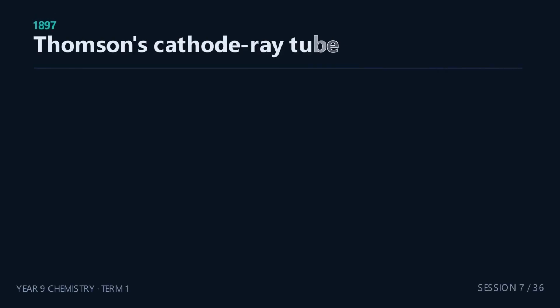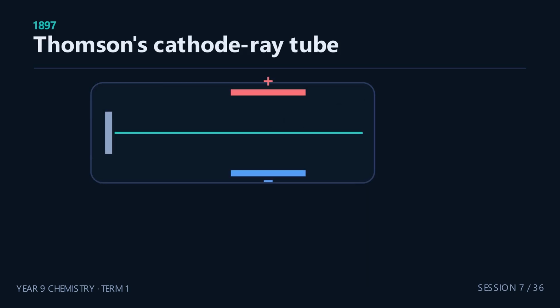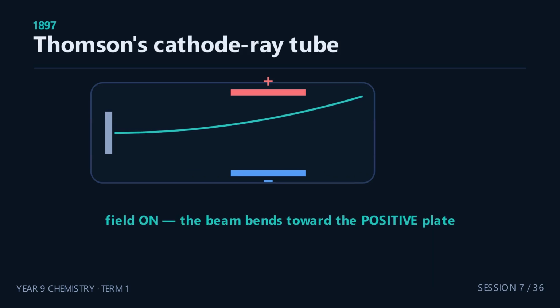Almost a century later, J.J. Thomson studied cathode rays, glowing beams inside evacuated glass tubes. Watch the beam. When an electric field is applied, the beam bends toward the positive plate. Opposites attract, so the beam must carry negative charge.